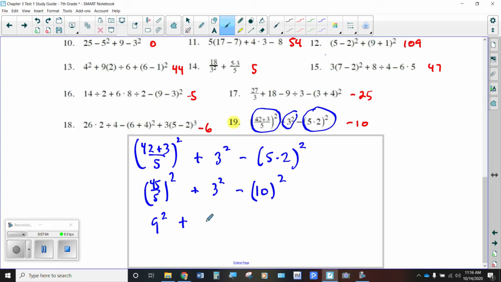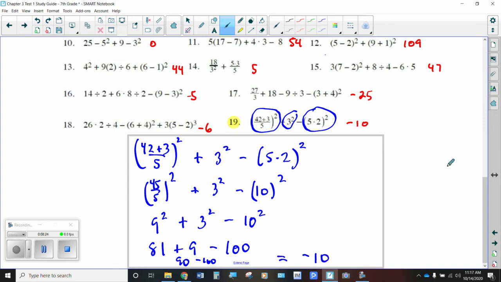So now we've got 9 squared plus 3 squared minus 10 squared. Now I'm going to do each one of those exponents, and that's going to simplify each of the terms, and then we'll add or subtract from left to right to finish. So this is 81 plus 9 minus 10 squared is 100. So what is 81 plus 9? That is 90, and 90 minus 100 is a final answer of negative 10, and that's our answer here.